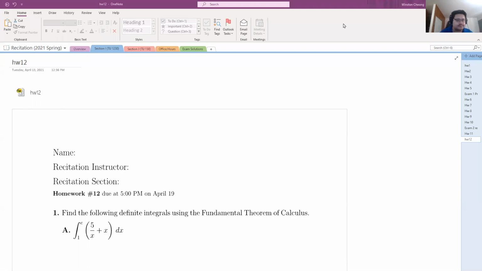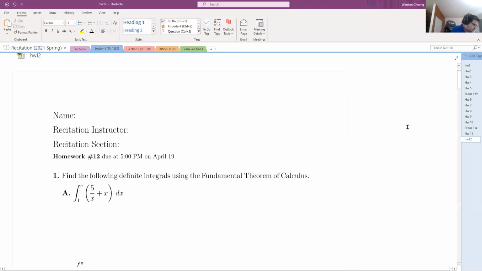Okay. Right. So today we're going to be talking about things involving the fundamental theorem of calculus. There's two parts to the fundamental theorem of calculus, and we'll probably end up needing both parts, so I may as well just introduce both parts now.